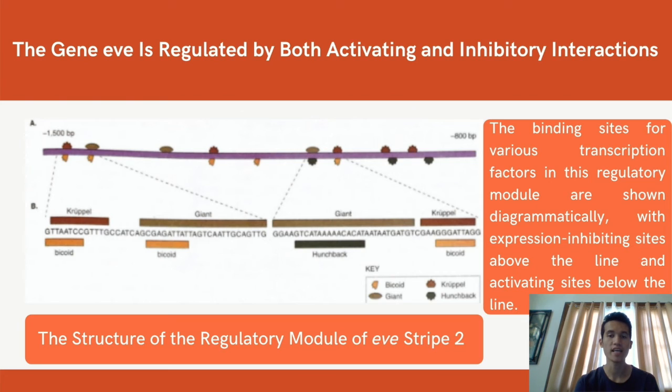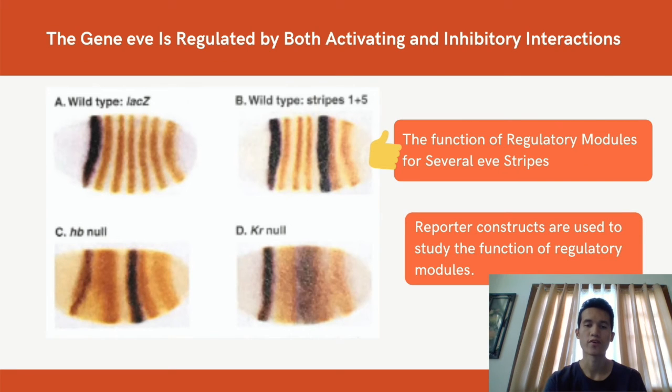The positively acting factors and negatively acting factors can compete for certain sites. In general, activating and inhibitory sites are often adjacent or overlapping, and there are often multiple copies of the same site close to one another. The function of regulatory modules for several Eve stripes.